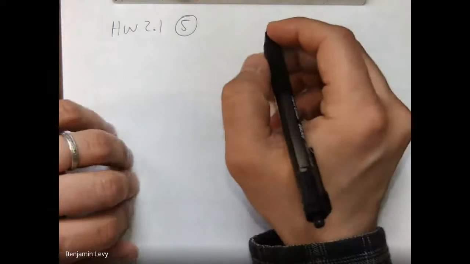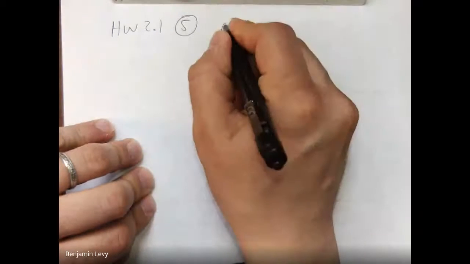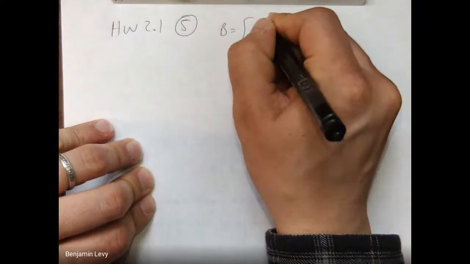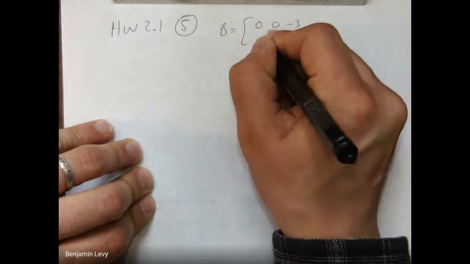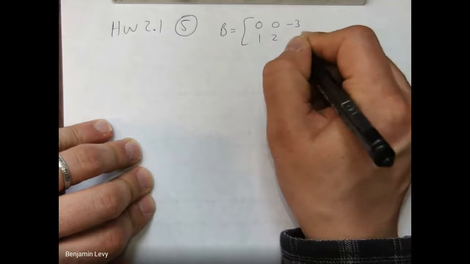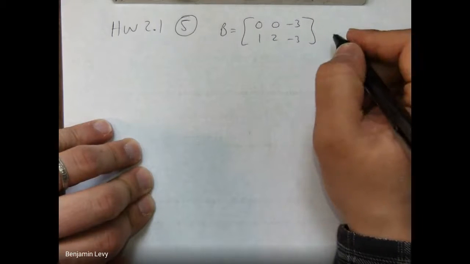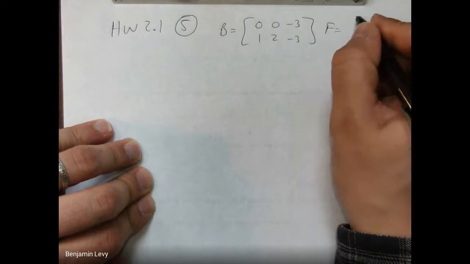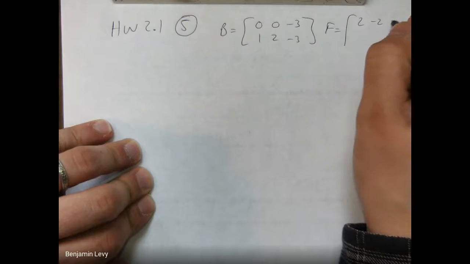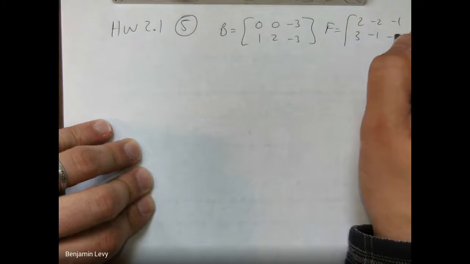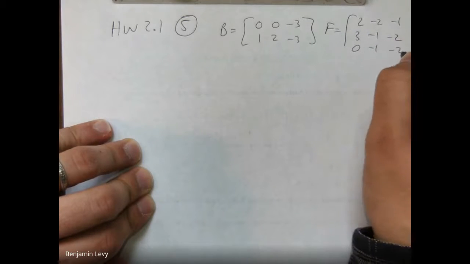In the problem, you're given two matrices. You're given B equals 0, 0, minus 3, 1, 2, minus 3. And you're given a 3 by 3 for F. F is 2, minus 2, minus 1, 3, minus 1, minus 2, 0, minus 1, minus 2.